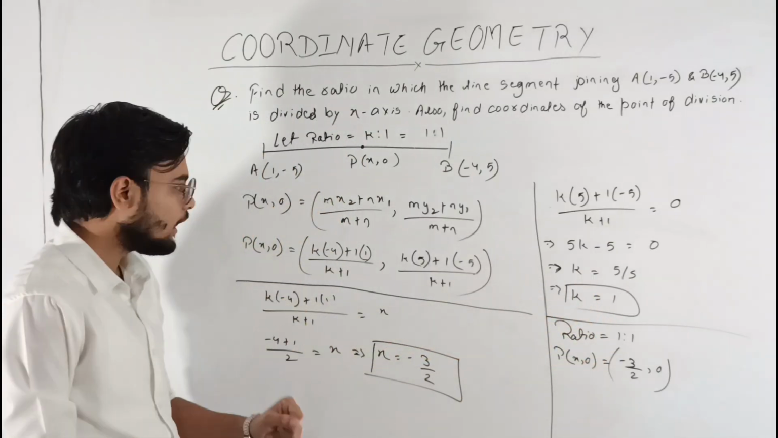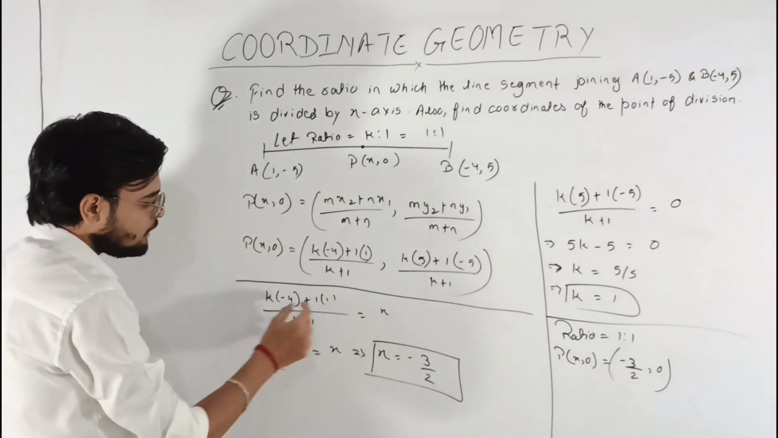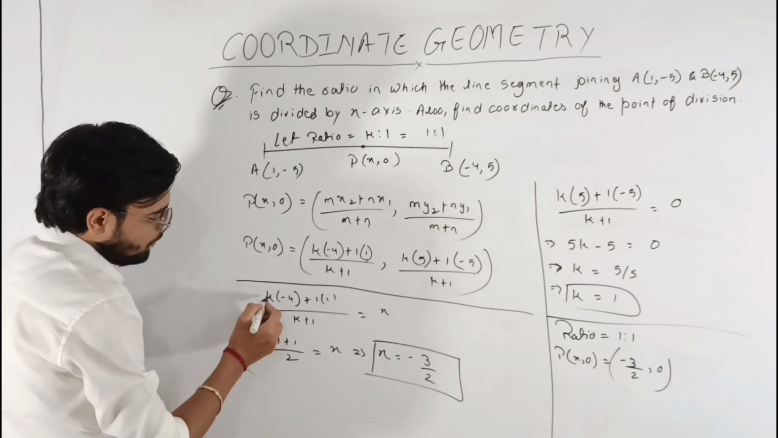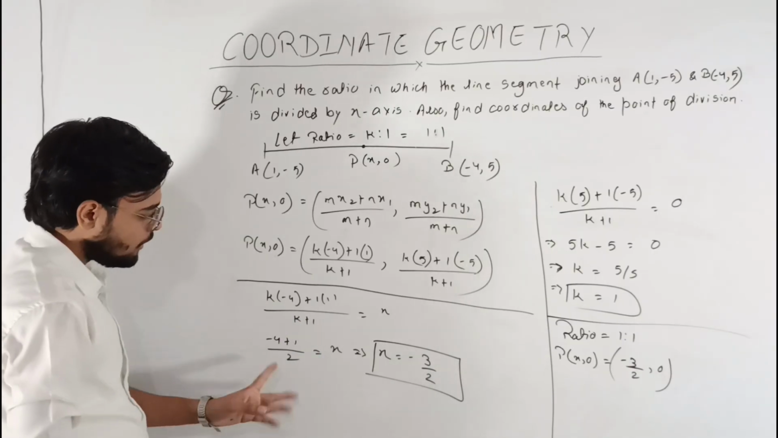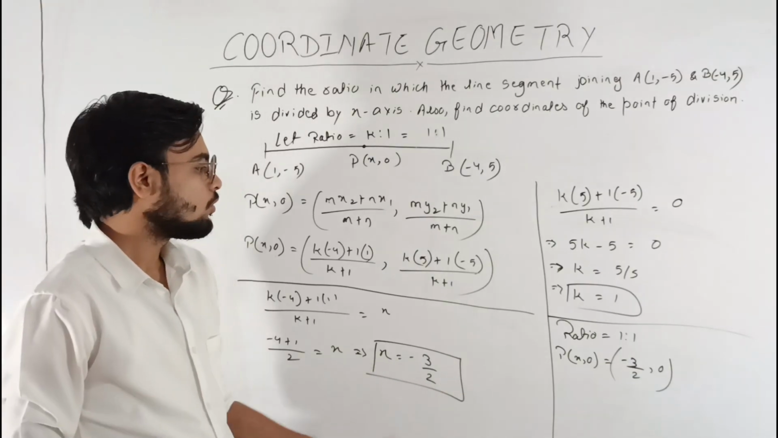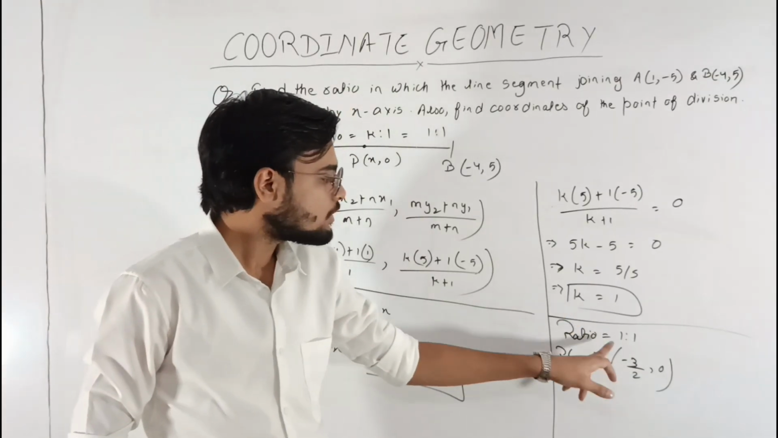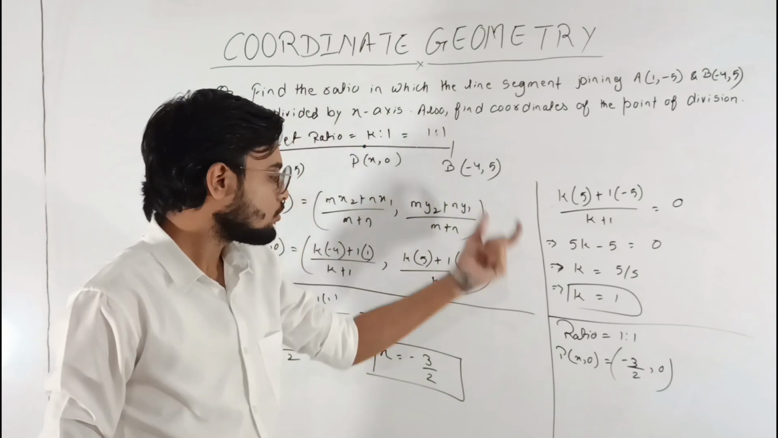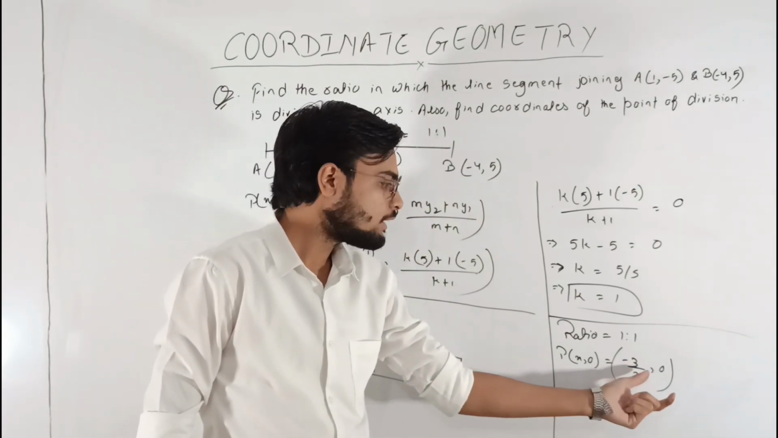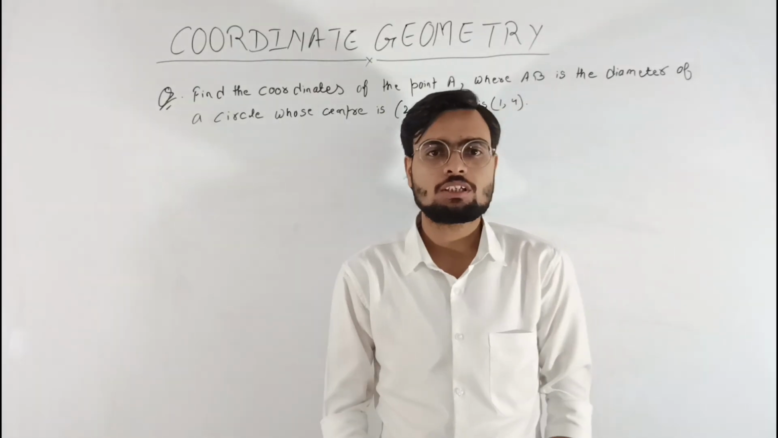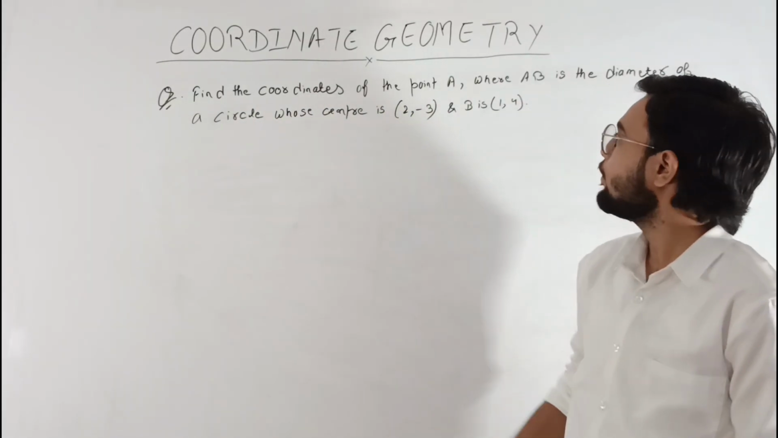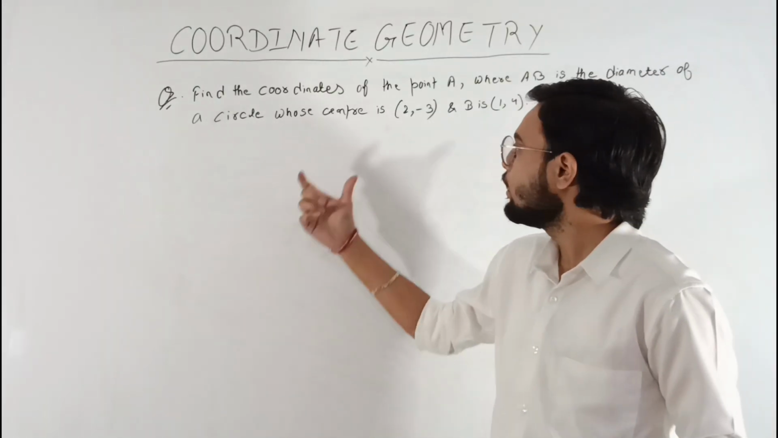Now I put this value of k here. So the x coordinate is (k times minus 4 plus 1) upon k plus 1. Now look, in place of k I put 1, then this will become (minus 4 plus 1) upon 2. So from here x is minus 3 upon 2. So first we have to find the ratio. The ratio is 1 is to 1, and the coordinates are P (x, 0), so in place of x, that is minus 3 upon 2, and 0. Understood? Now let's move towards our next question. The question is: find the coordinates of a point A where AB is the diameter of a circle.